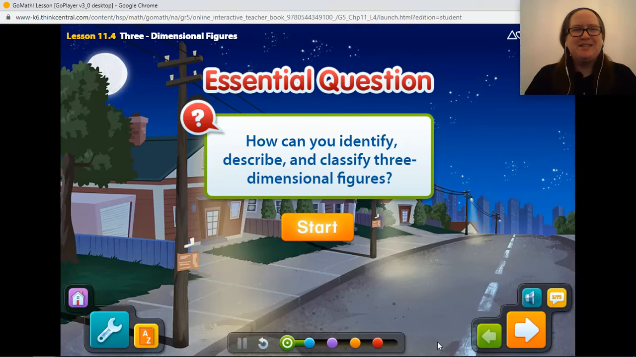Hello, mathematicians. Today we're going to be looking at lesson 11.4, which is all about three-dimensional figures. And the essential question is, how can you identify, describe, and classify three-dimensional figures?